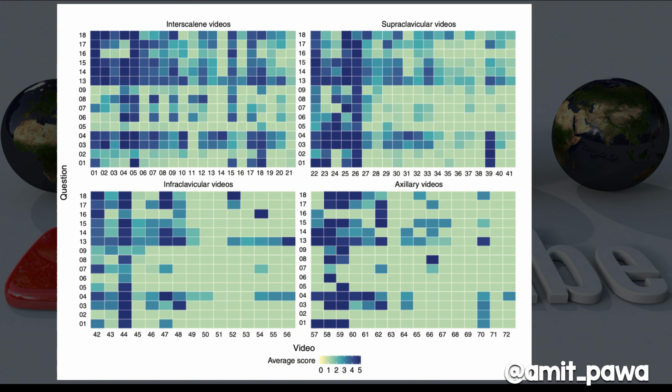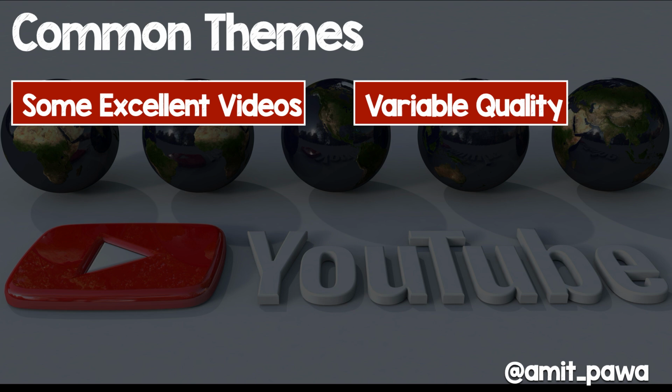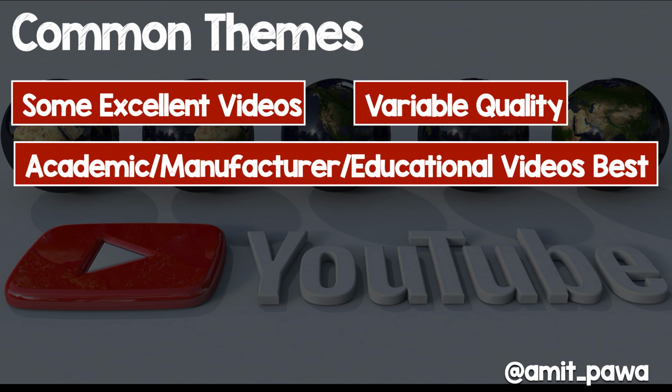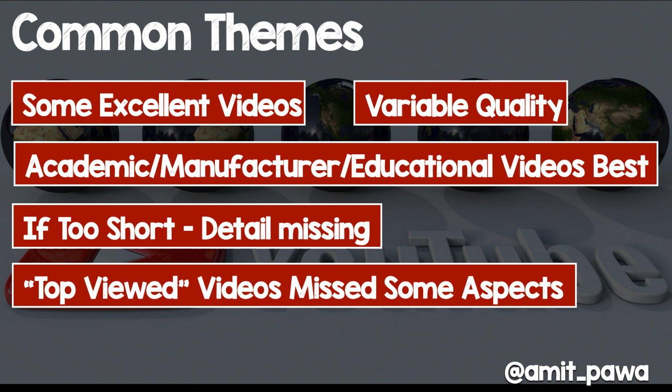So what are the common themes? There were some excellent videos on YouTube, but the quality varied. What they noticed was videos that came from academic centres, from manufacturers or educational websites, they had the best quality videos. If the videos were too short, they often missed out on some detail, and even some of the top viewed videos missed some aspects.